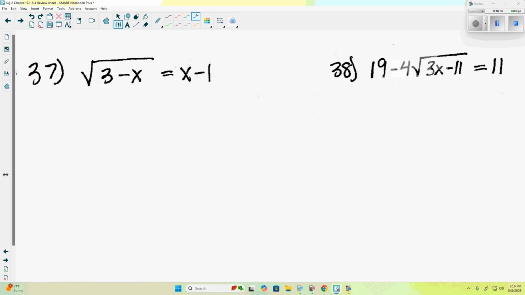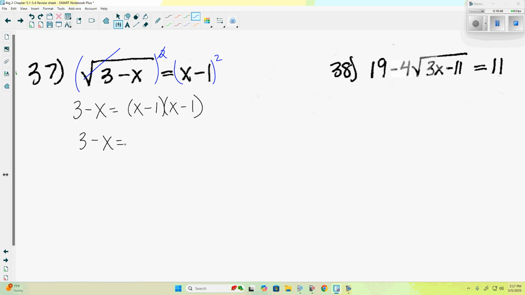37, we have the square root of 3 minus x is equal to x minus 1. Do we have one radical? Yes. Is it by itself? Also yes. So that means we can put both sides to the nth power. Now, the left-hand side is kind of nice. The square root and square would cancel, giving us 3 minus x. The right-hand side, the x minus 1 being squared, because we have two terms being subtracted, we're going to have to multiply this all the way out.